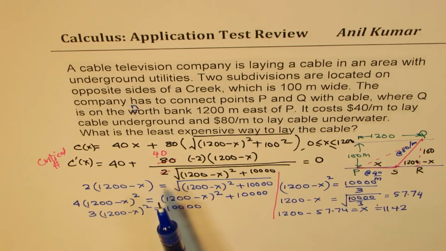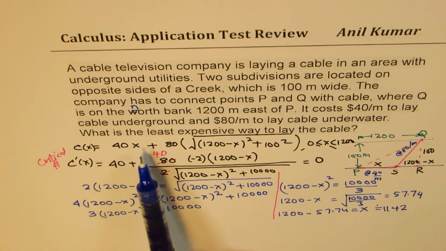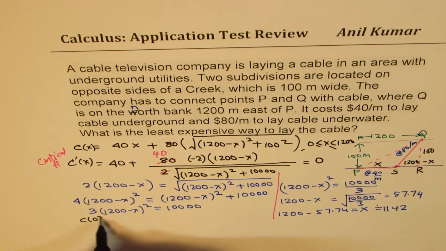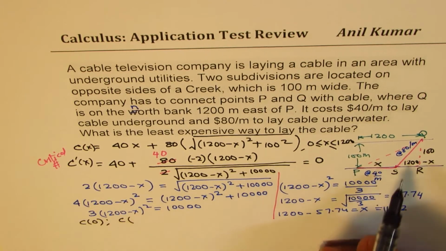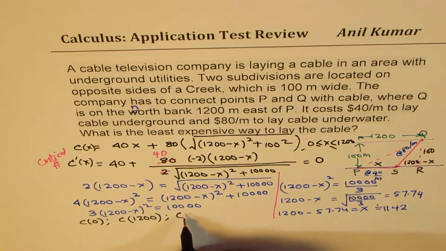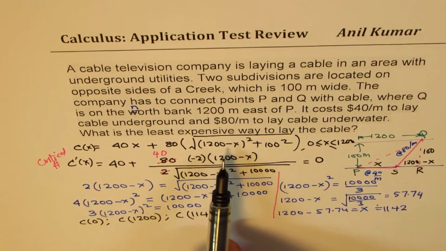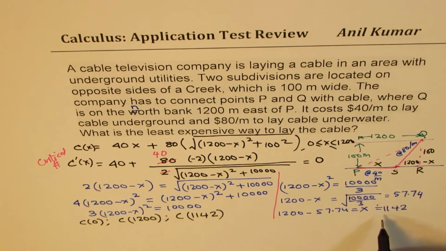Now, if you analyze these two conditions, that is to say, if x is 0, then what is the cost? So I'd like you to find the cost when x is 0. I'd like you to find the cost when x is 1200. And also the cost when x is 1142, right? So use a calculator, figure out all these three different costs, compare them. So when you compare, you'll find that this is lowest. So that is the minimum cost.